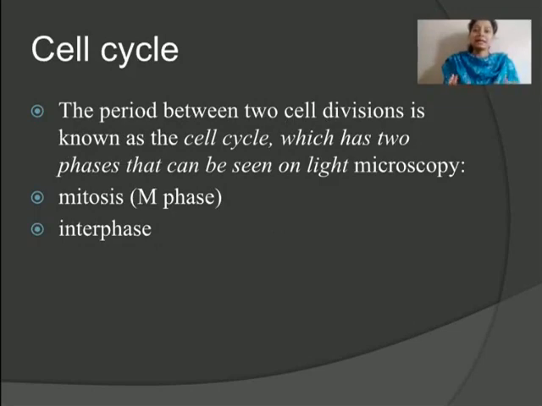Now a cell cycle. The cell cycle is basically a period between two cell divisions, right? And this particular cell cycle has two phases. One being the M phase, which is also known as mitosis, and the other is interphase. We'll study about these two phases in our coming slides in detail.